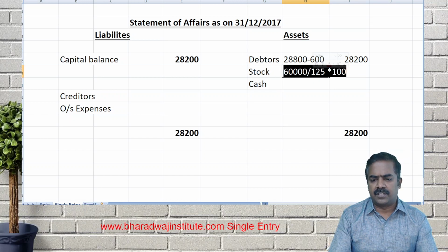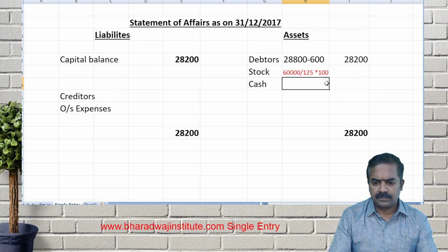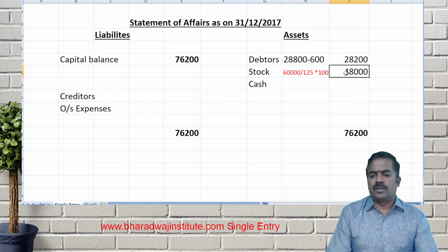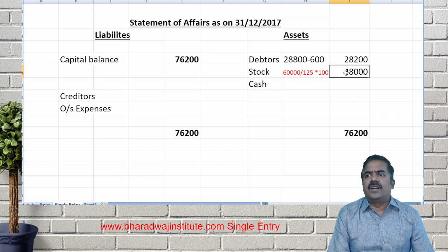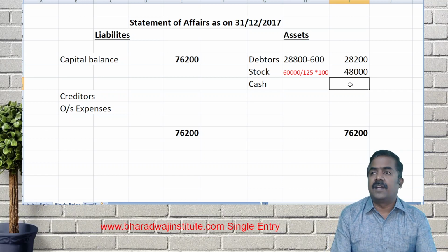Look at the information given, clearly mentioned. 48,000. You can cross check also. 48,000 into 125%, it will give us what? 60,000. Then cash balance and all.